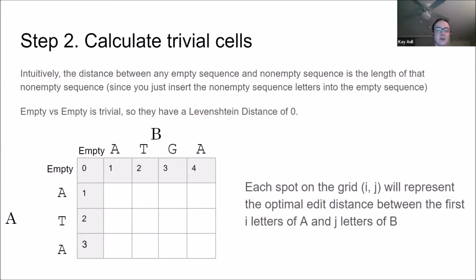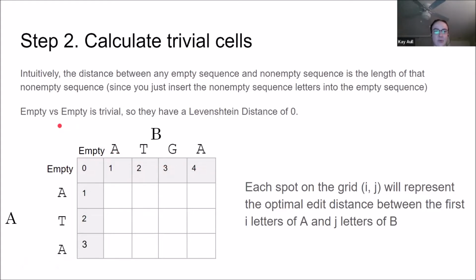All right, so your first step in doing this is first you calculate your trivial cells. And the distance between any empty sequence and any non-empty sequence is just the length of the non-empty sequence. So all you're doing is, in order to go from empty to your first letter, your A, that's a net distance of 1. All you have to do is add in that A. All you have to do is add in that T, and so on. And so each of these cells will go up 1 in edit distance.